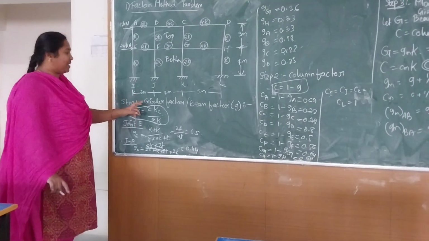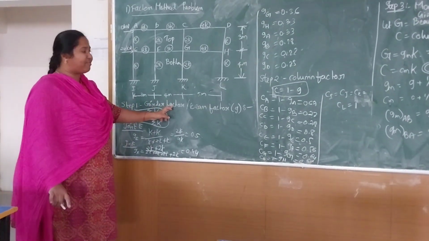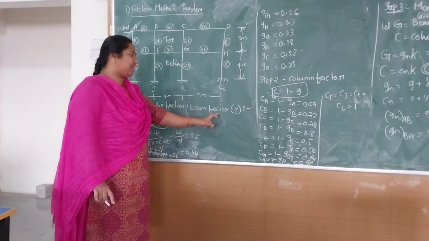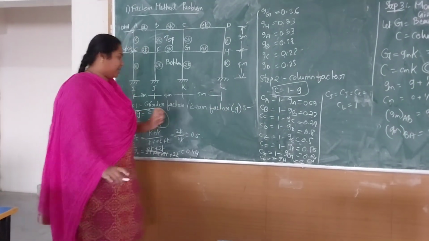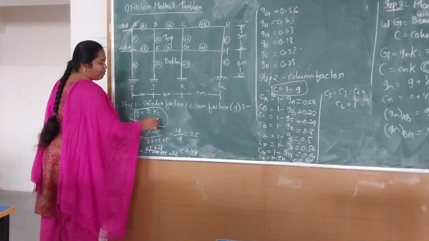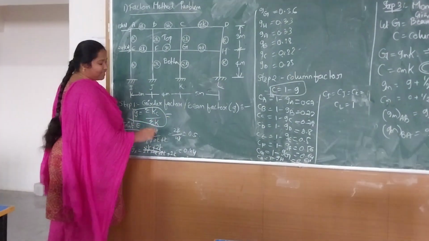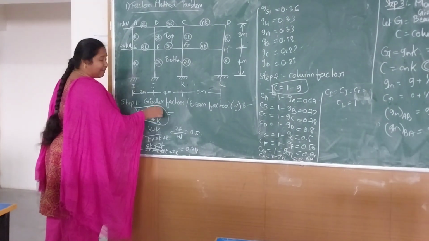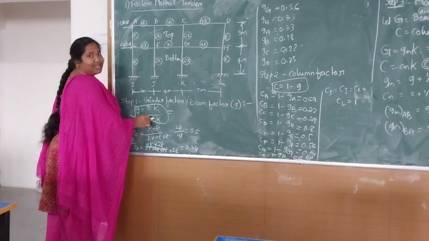Now, step number 1 is calculating the girder factor. Girder factor is nothing but the beam factor, which is denoted by small g. The formula for small g is equal to summation of Kc by summation of K. Here, sum of Kc is the stiffness of the columns at a joint, divided by the total stiffness.